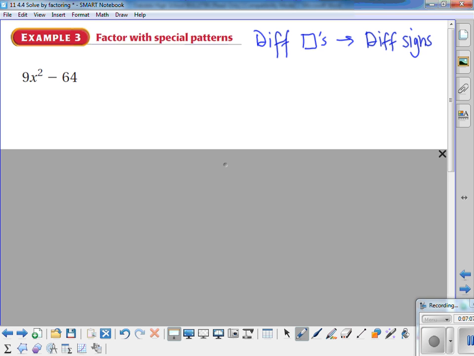Okay, so if we look at this, what's 9x squared? How can I get that? 3x and 3x. And how could I get the 64? 8 and 8. So if I make one plus and one minus, if I check the inside and the outside, I get 24x and negative 24x. What happens? They just cancel out, and that's why there's no middle term.